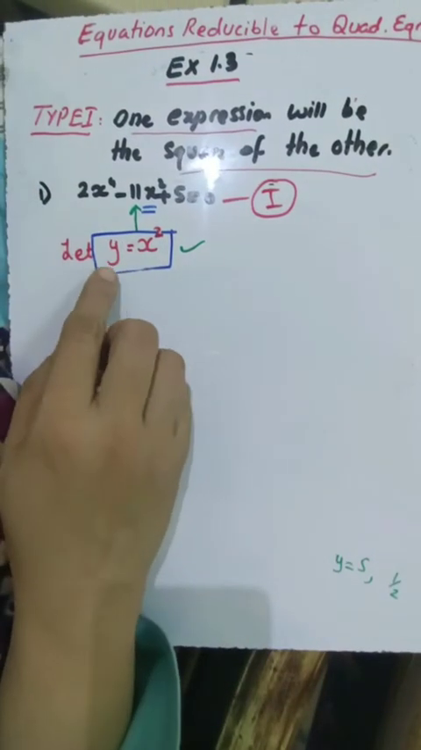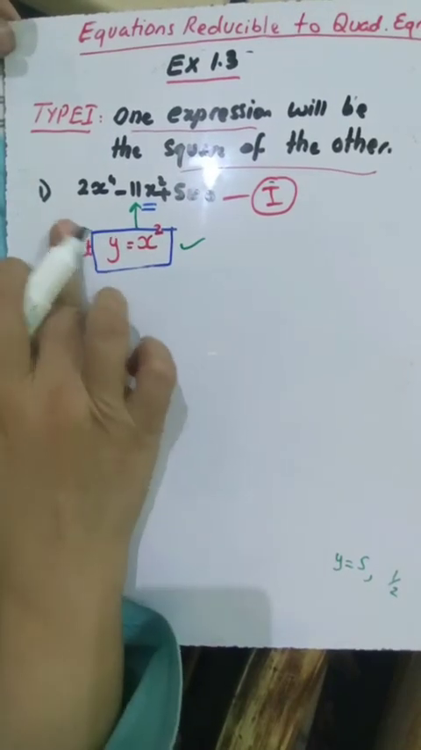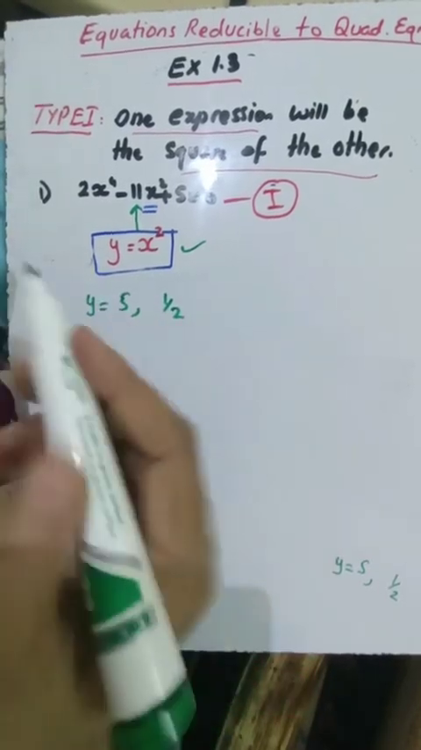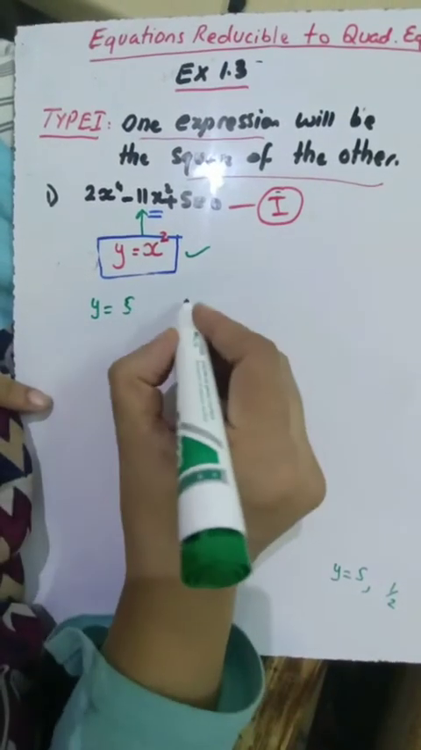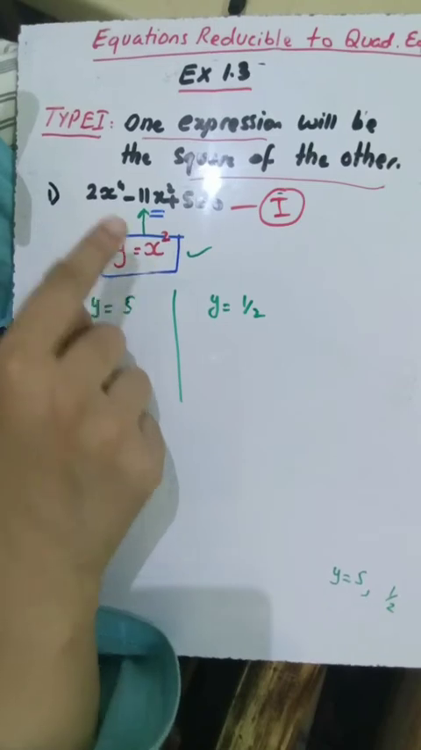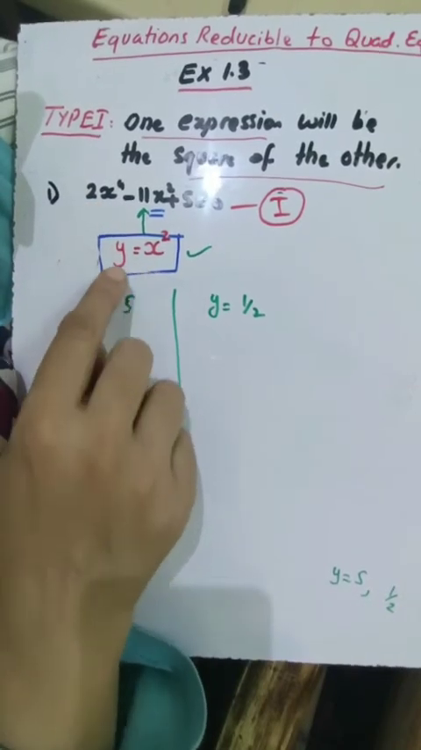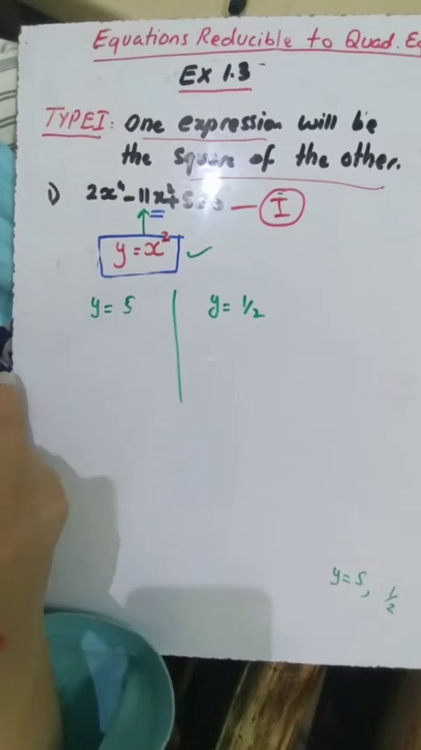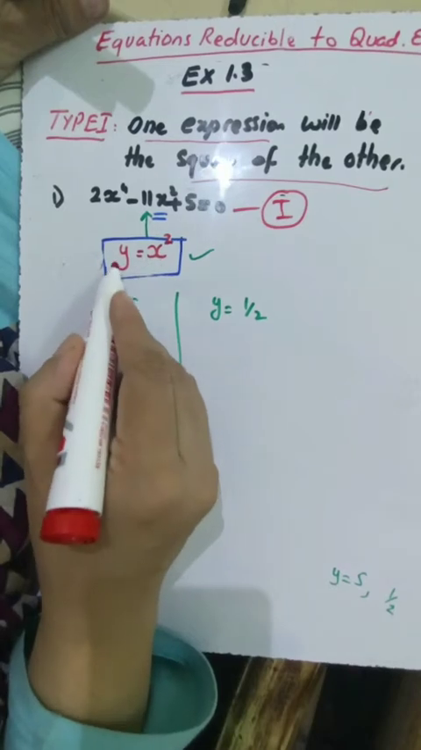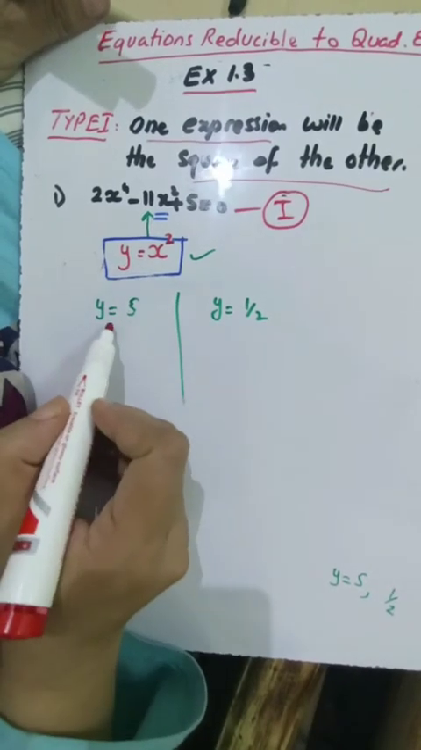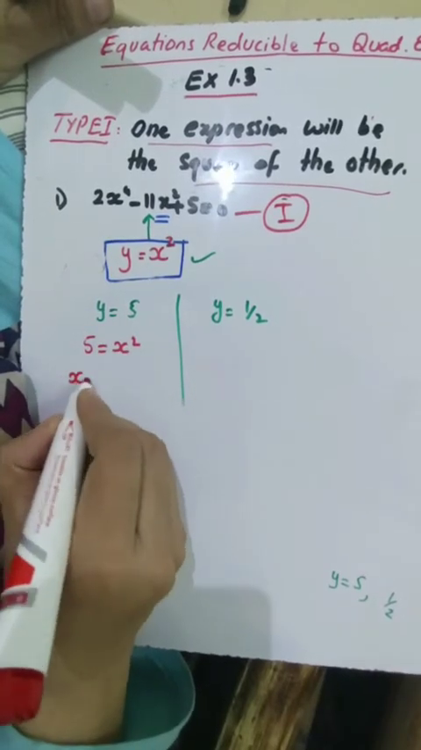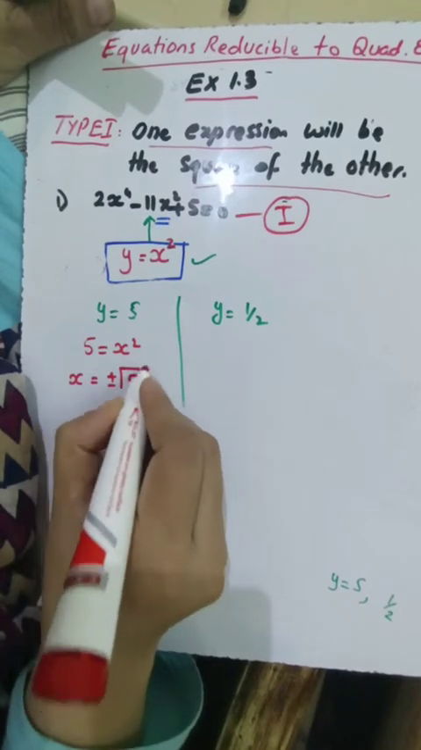Now we know that according to our definition y was equal to x square. The answer that we got for y was y is equal to 5 and y is equal to 1 by 2. These were the two values that we got. Now to get the values of x that we require for this equation, we are going to use this equation. We know that y is equal to x square, so if we want to find x, we are going to take the square root of y. Putting the value of y one by one, first I am going to put y equal to 5, which gives 5 is equal to x square. In order to get x, I will take the square root of both sides and it will come out to be equal to under root 5.